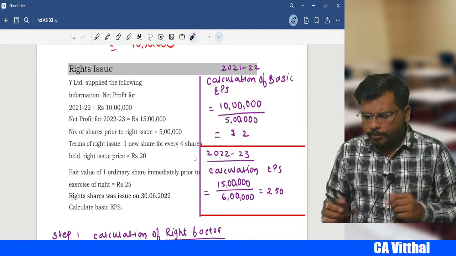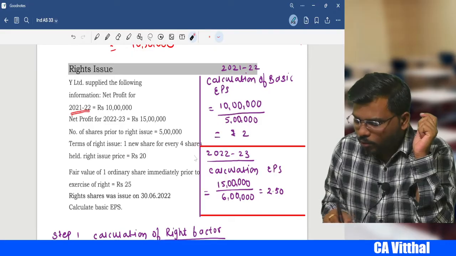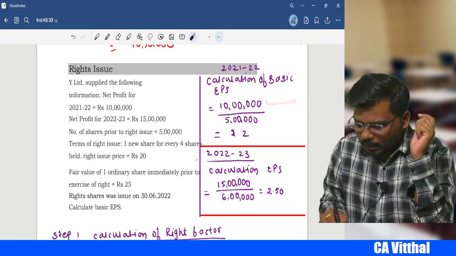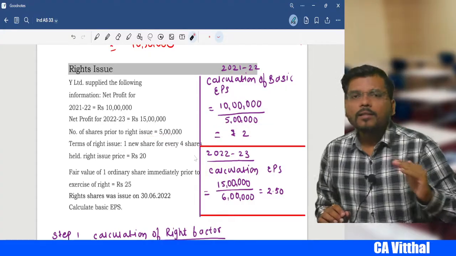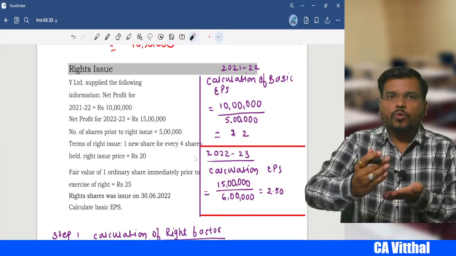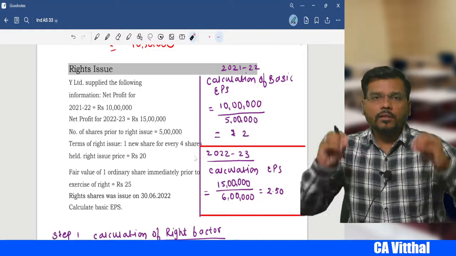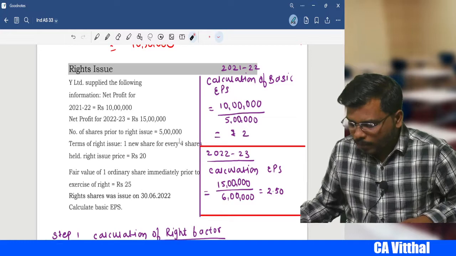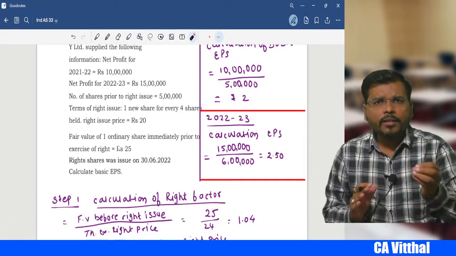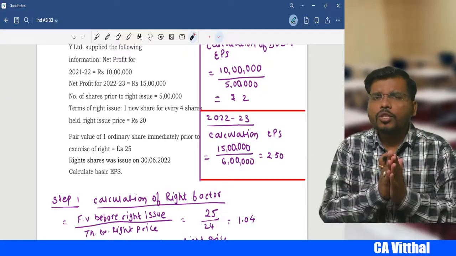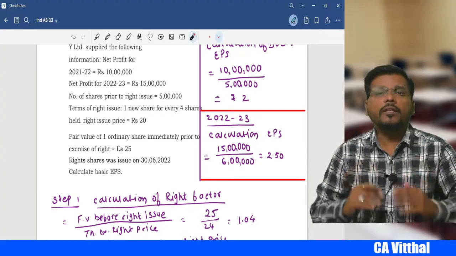How to calculate? For basic EPS, it is very simple. For 21-22, our net profit is 10 lakh divided by number of shares 5 lakh, that is 2 rupees basic EPS. But whenever there is a right issue, we need to apply the right factor to calculate the basic EPS. Now, how to apply the right factor? Please focus. Again, I repeat, whenever there is a right issue, there is no change in the numerator. Net profit will be same. What will change, sir? Your denominator is going to change.